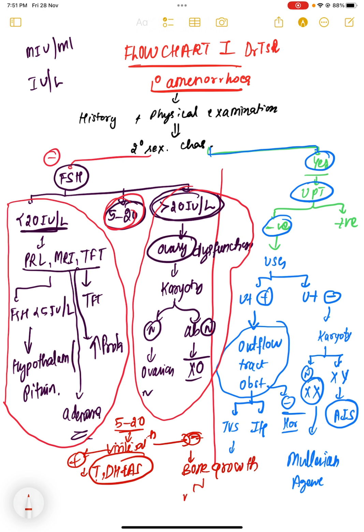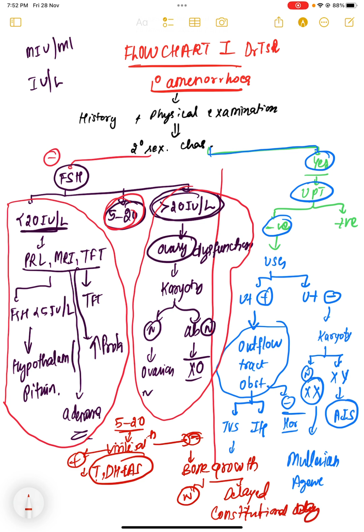If the bone growth is normal, then there is no problem, whatever the FSH level. If the bone growth is delayed, it can be constitutional delay in growth, that is constitutional delayed puberty. Okay, you think of constitutional delay.